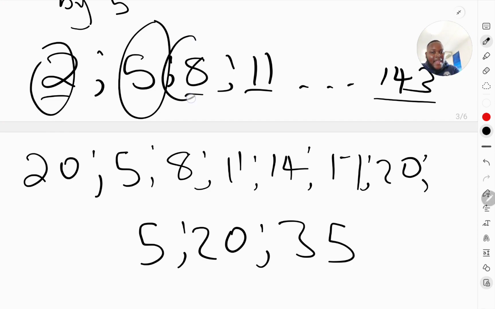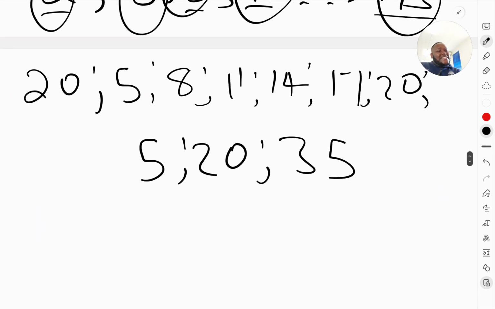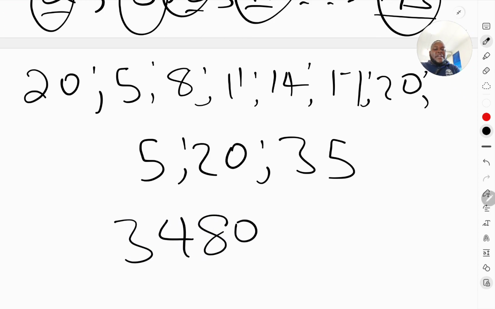It means I'll have to add 2, 8, 11, 143, but those that are divisible by 5, I am not supposed to add them. How am I going to get that? I am going to look for the general term of the numbers that are divisible by 5. After doing that, I'll find the sum of everything, those divisible by 5 and those not divisible by 5. I realize that it is 3,408. But from 3,408, I have to subtract those that are divisible by 5, which will give me those that are not divisible by 5.